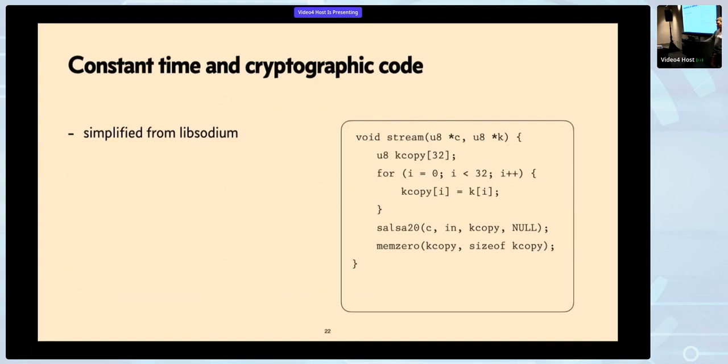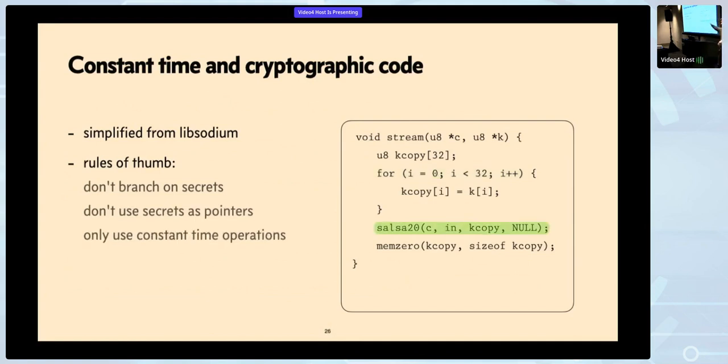And let's take a look through our rules of thumb at some real code. So firstly, don't branch on secrets. Here's the only branch in this code. It's based on constants. We're good to go. Second, don't use secrets as pointers. That just doesn't happen in here. Also good. And then I promise you that salsa20 does not use any non-constant time operations on secrets within it. So we're all good to go. So let's take a step back and look at this line here. This is nothing to do with constant time at all. And so we're going to return to that.